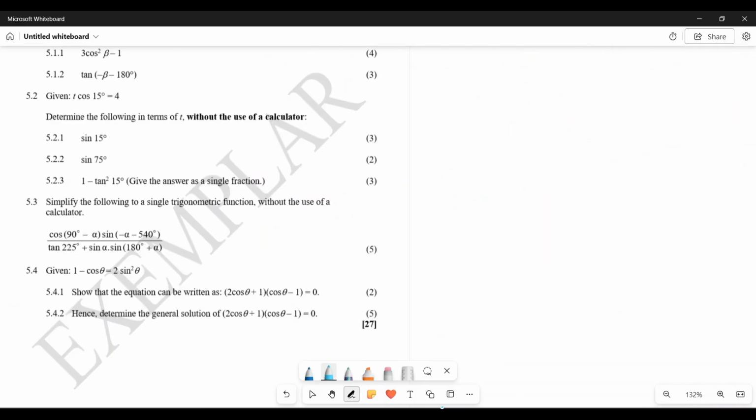Now the first question for 5.4, which is 5.4.1. Given 1 minus cos theta equals 2 sine squared theta, show that the equation can be written in this form that we are given right over here. Now, how would we go about doing that?